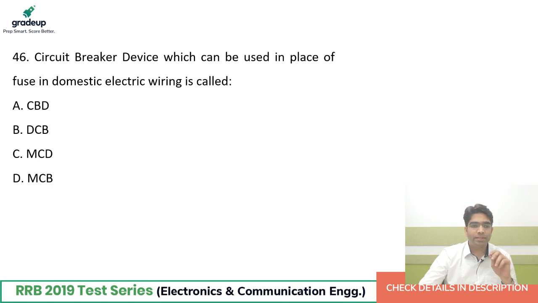Which circuit breaker device can be used in place of a fuse? The circuit breaker device which can be used in place of a fuse in domestic electric wiring is the MCB. It protects against over current. A fuse protects against short circuit, but the MCB has an advantage: it protects against overload conditions also. It protects the devices from overload conditions also.